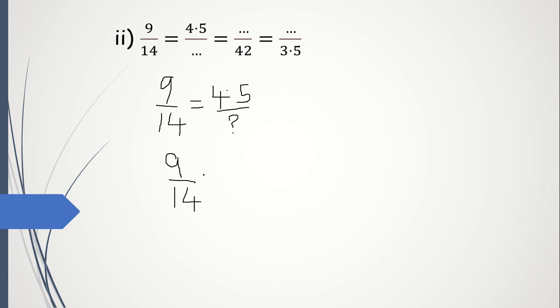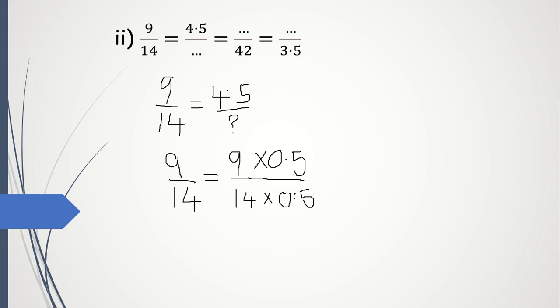So 9 upon 14 is equal to, write 9 upon 14 as it is. Now here 4.5 is there. 9 multiplied by what is going to give me 4.5? That I have to find. So 9 fives are 4.5, so that's going to be 0.5. So I have to multiply here also with 0.5.